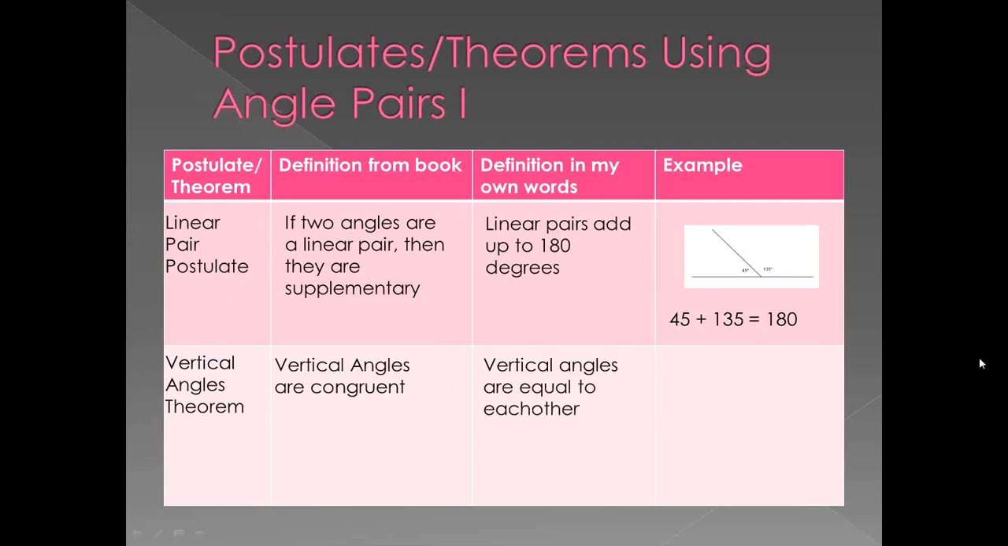In my own words, I just put they're equal to each other. And here's an example of that. Same picture that we had before of vertical angles, but this time I'm stating that 1 and 3 are congruent. That's what that little equal sign with the squiggly on top means. And 2 and 4 are also congruent. Okay, that vertical angles is probably one of the most used theorems here.